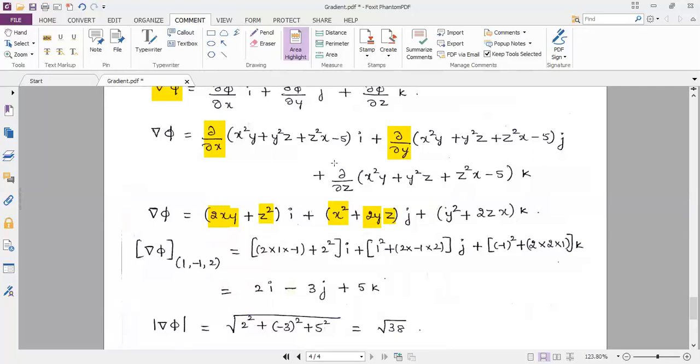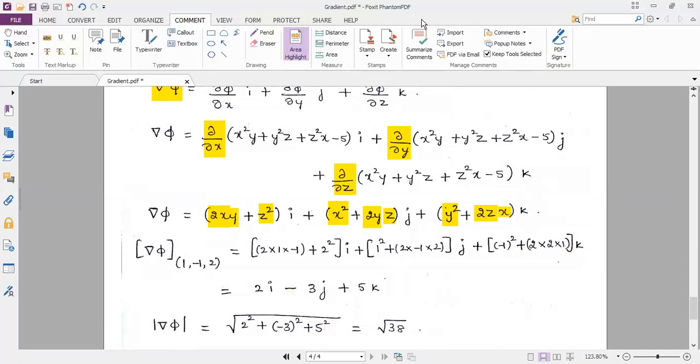Plus, now we do partial differentiation with respect to z. X square y is a constant, so differentiation is 0. Plus y square as it is, differentiation of z with respect to z is 1. Plus x, writing as it is, differentiation of z square is 2z. Differentiation of a constant minus phi is 0 into k cap.